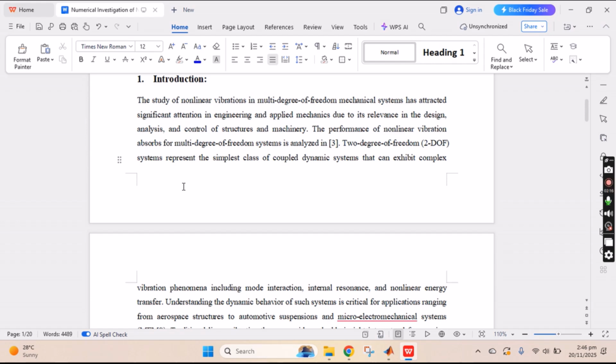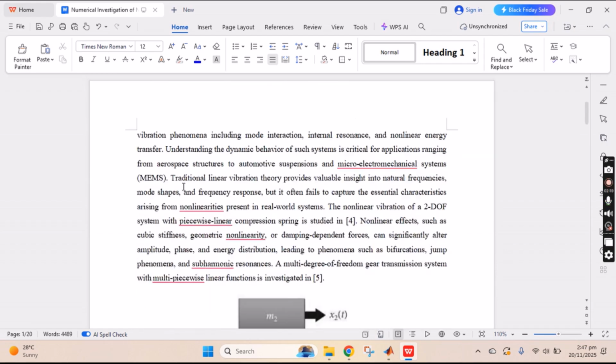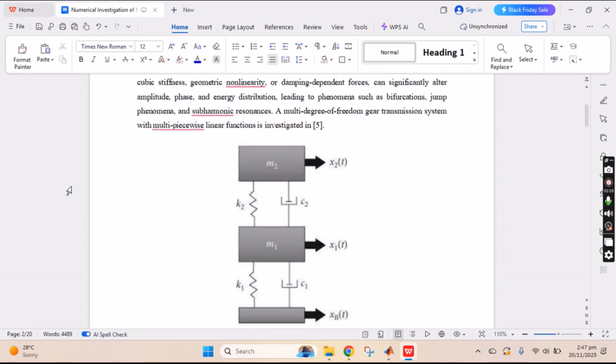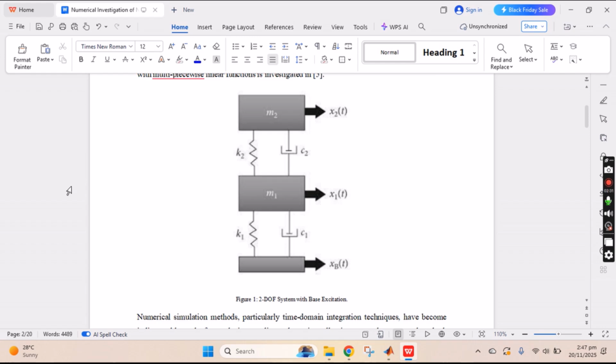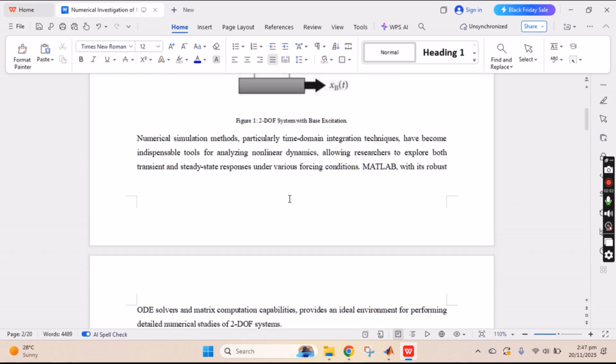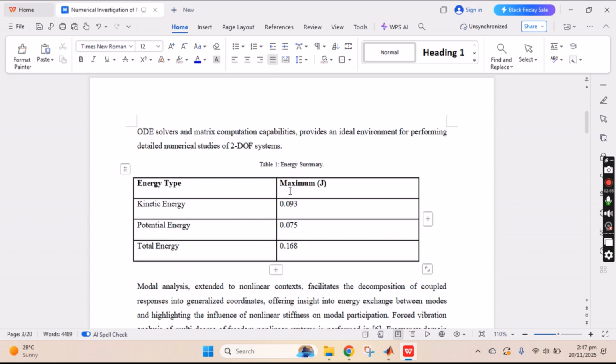First, we have considered 2 degree of freedom according to micro electromechanical systems, whose short form is called MEMS. In the MEMS, basically, this is the flow diagram of the two DOF system with base excitation, M1, M2, and these are K1, K2, the spring constants, and C1 and C2, the dampers. For the flow of dynamic behavior, I have added its forcing conditions with the energy summary: kinetic energy, potential energy, with the total energy as well.